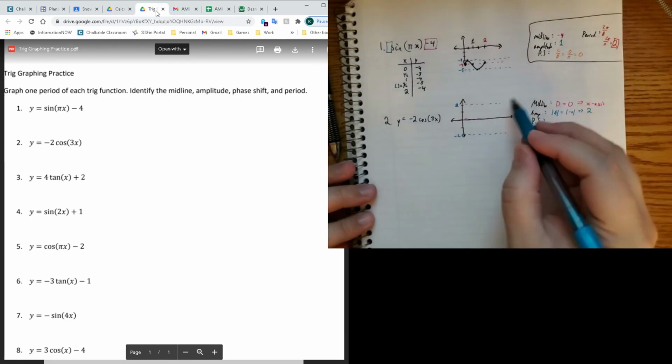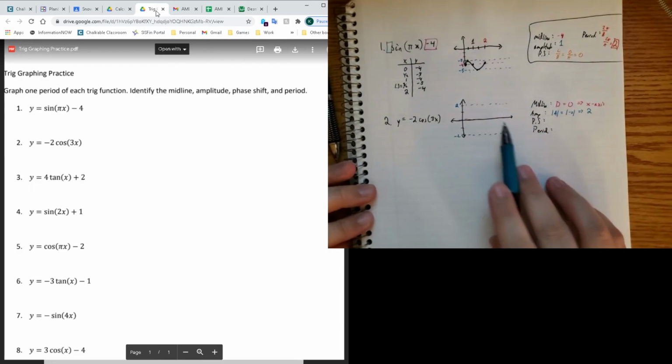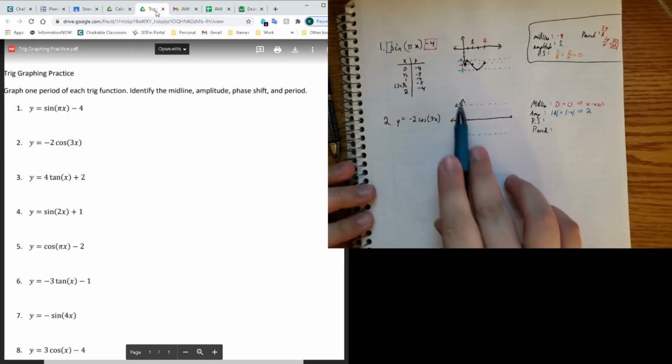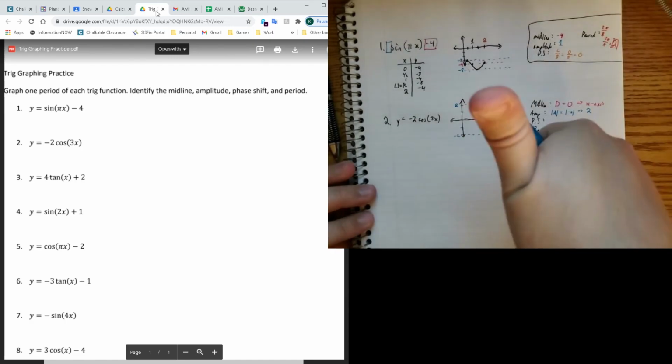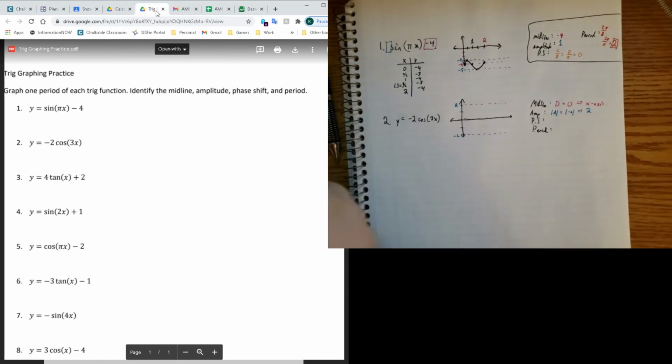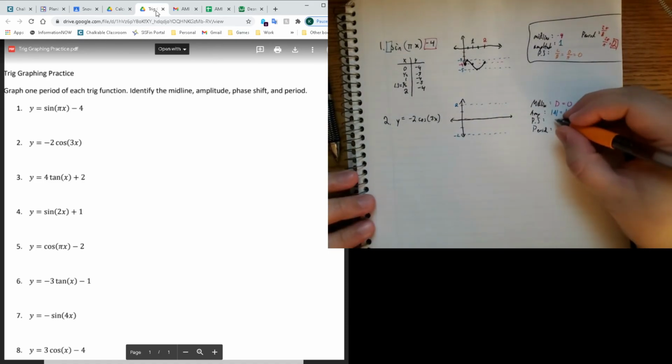So again, my midline should be halfway in between my amplitudes. So there it is. I got the x-axis, 2 above, 2 below. Good. All right, next. Phase shift, how far it moves left to right. The phase shift is defined as c over b.